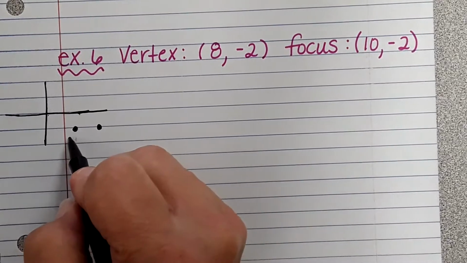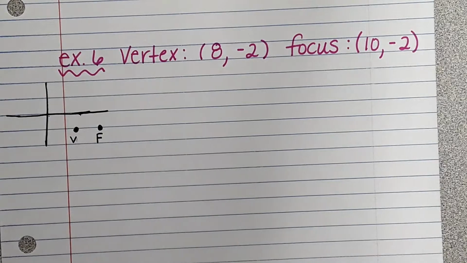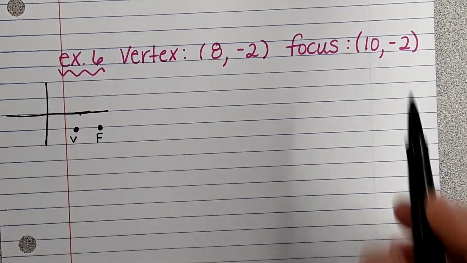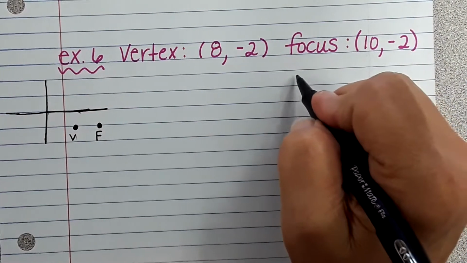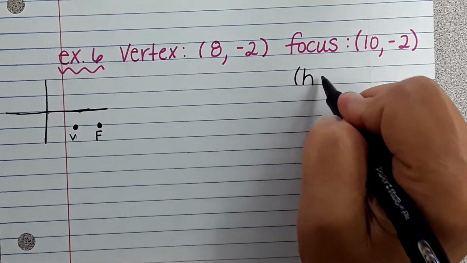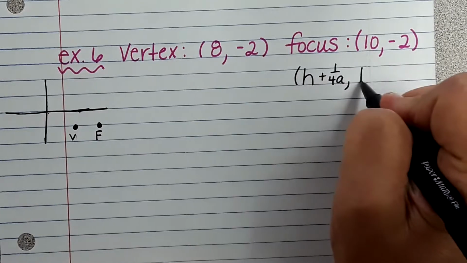Here is our vertex, and then this is our focus. And notice it's to the right. That means our parabola opens to the right, because the focus is to the right of it, not above it or below it. So that means that our equation is going to be an x equals. So that means my focus is h plus 1/4a, comma, k.